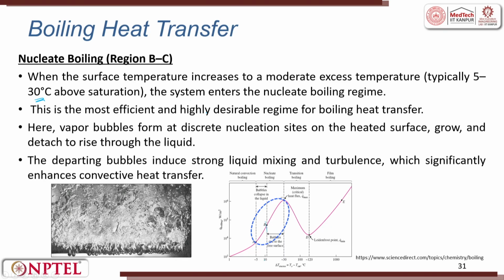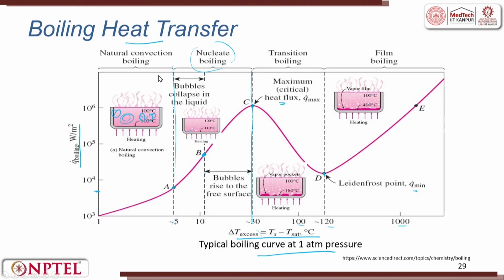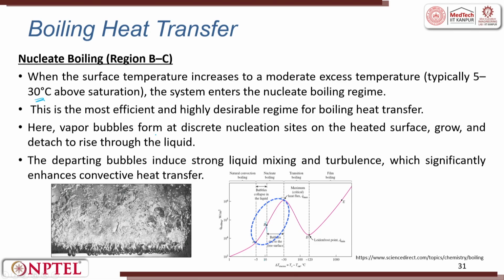This is the most efficient and a highly desirable region for boiling water. So, B to C is the most required regime. The vapor bubbles form at discrete nucleation sites, not at continuous sites. They form at discrete nucleation sites of the heated surface, grow, detach and rise through the liquid. Then they all move up. The departed bubbles induce strong liquid mixing and turbulence when they go to the top and burst, which significantly enhances the convective heat transfer.